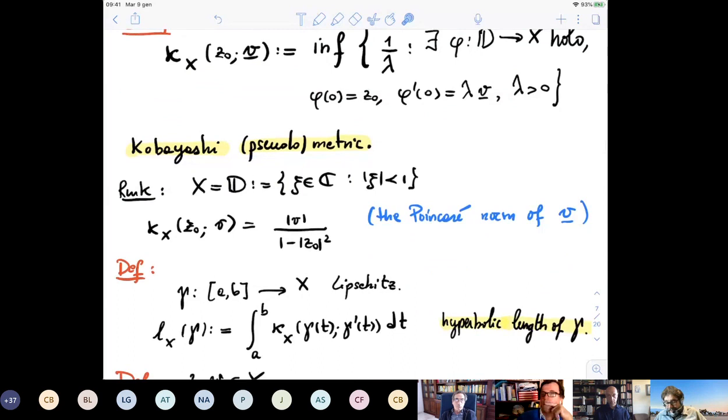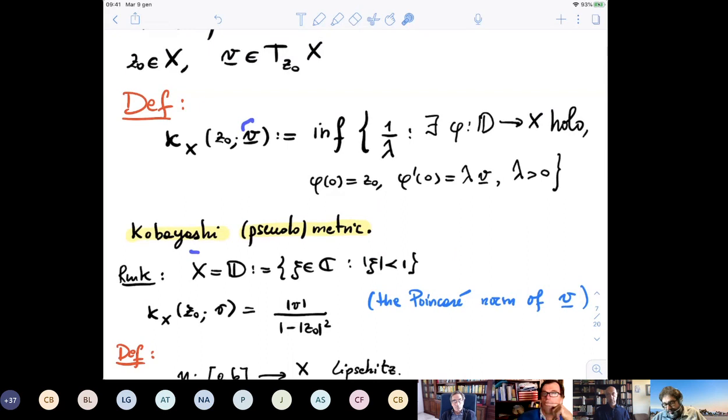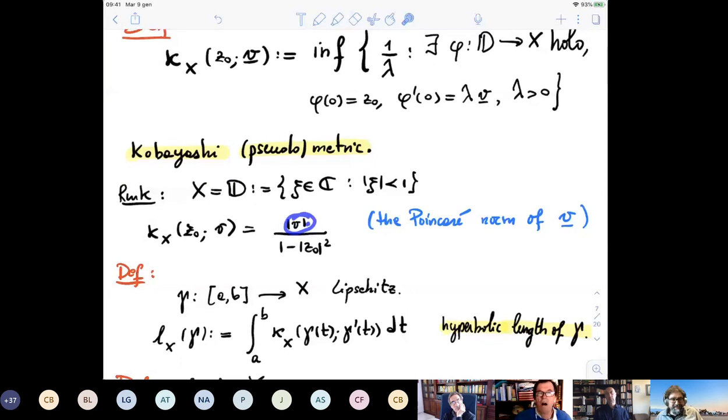In the unit disk, you can compute using automorphisms that the value is exactly this one. So in the unit disk, the Kobayashi pseudo metric is exactly the Poincaré norm, the Poincaré metric of a vector. Okay, the usual, the standard one. This one, I just defined, I call it Kobayashi pseudo metric, but in fact it's just a norm. So it's a Finsler metric. It's not really a scalar product at the point. In the case of the unit disk, this comes from a scalar product, from a Riemannian metric, also in the ball, but in other domains, this does not.